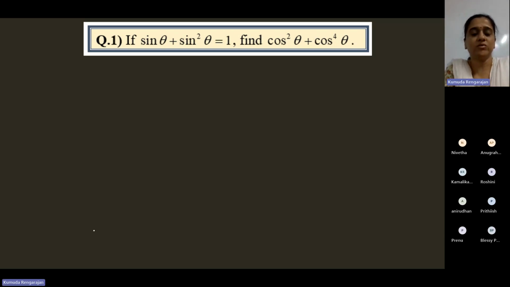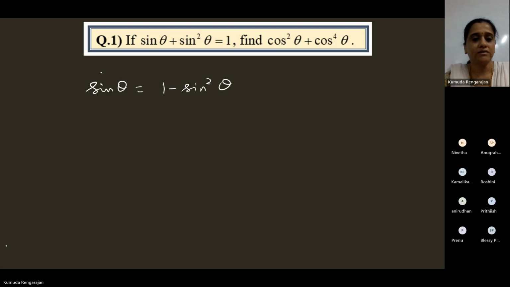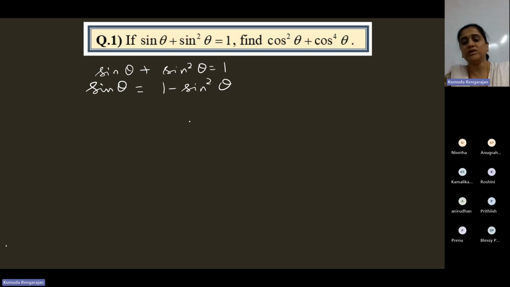Okay. So the first one: if sine theta plus sine square theta is equal to 1, find cos square theta plus cos theta to the power 4. If sine theta plus sine square theta is equal to 1, that's given to us, right? So sine theta is equal to 1 minus sine square theta, correct? We know that 1 minus sine square theta is cos square theta.